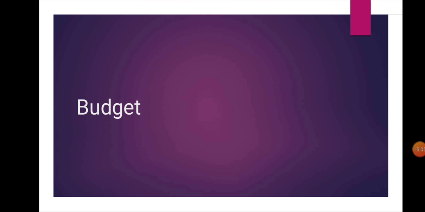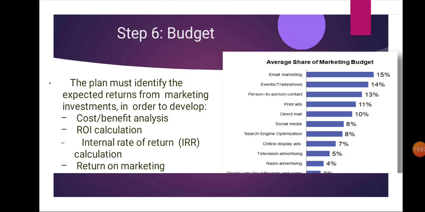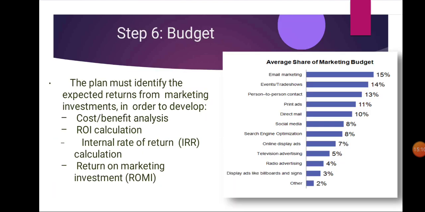Next, the most important part is the budget. Any plan is always evaluated through budget. The plan must identify the expected returns for marketing, how many sales there are going to be, what revenue we are going to generate, and we always have to try for cost reduction practices. Investments are used to develop cost-benefit analysis, how much cost and what benefit we are going to get from it. Return on investment calculation, IRR, internal rate of return, plays a most important role.